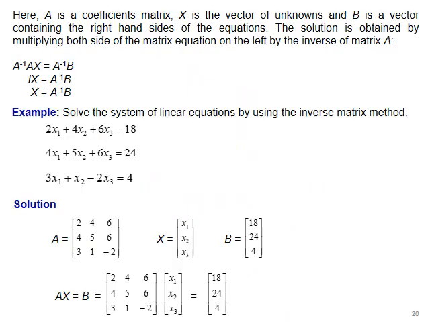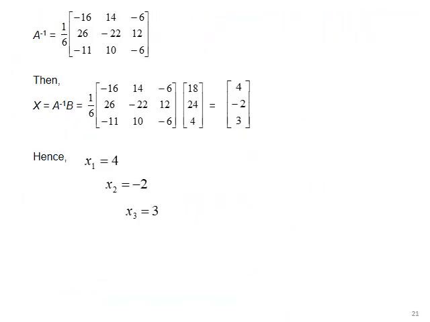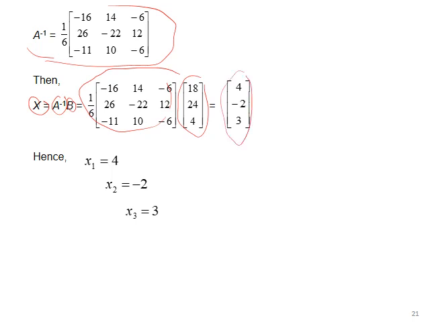What do I need to find? A inverse, right? I did the inverse as we learned before. I got A inverse is this. Now X is A inverse times B. This is A inverse and this is B. I multiply them. We know how to multiply. We got a new matrix X where this is x1, this is x2, this is x3.